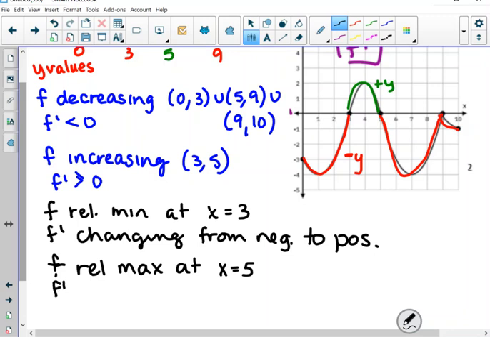So F prime changing from positive to negative.